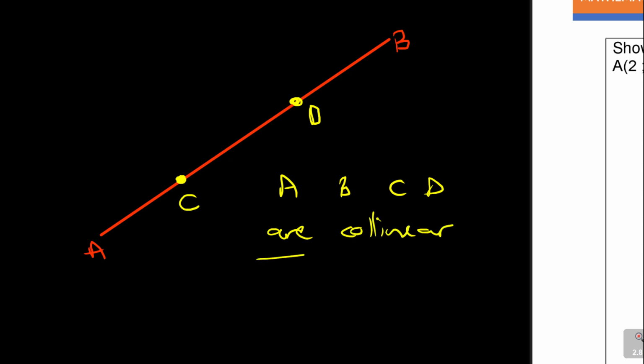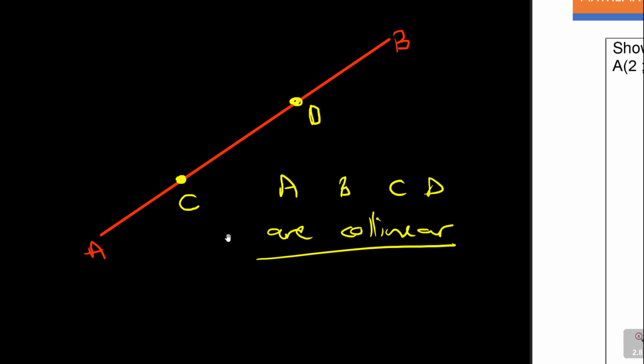Now, if a point is collinear, it must lie on top of the other one. So if this is C and this is D, then A, B, C, D are collinear, meaning they lie on the same straight line. Are you with me? Collinear means lie on the same straight line.